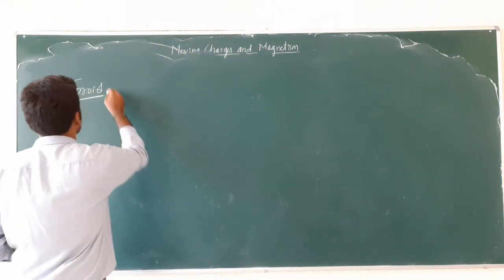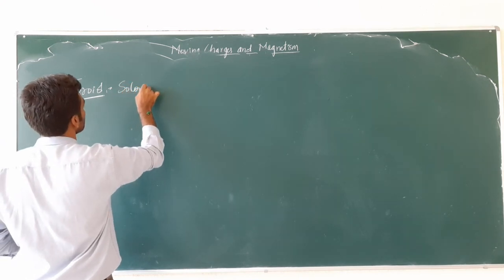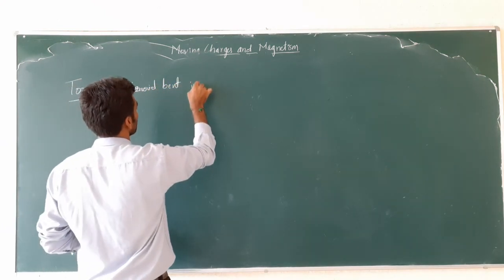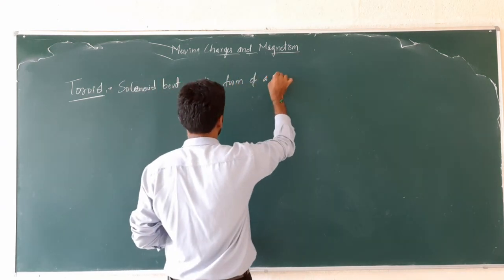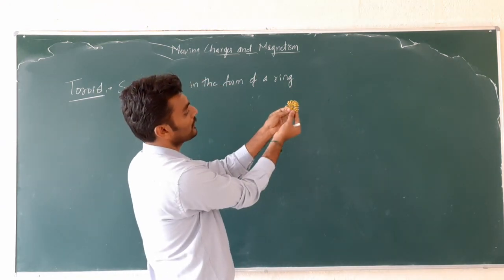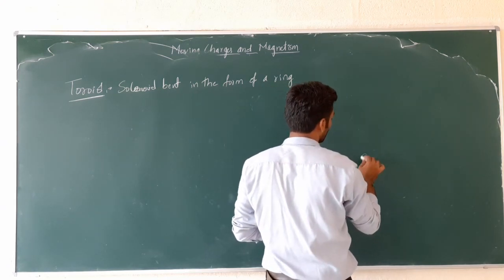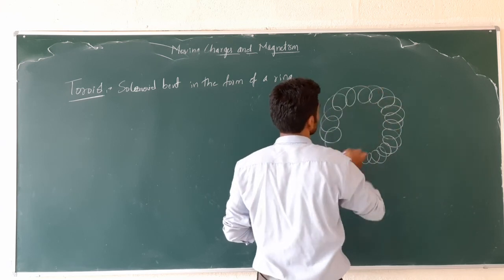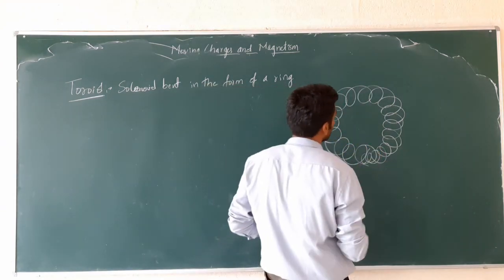What is a toroid? A toroid is a solenoid bent in the form of a ring. So this solenoid is bent like this. If I draw the diagram of the toroid, it would look somewhat like this. This is the diagrammatic or pictorial representation of a toroid.